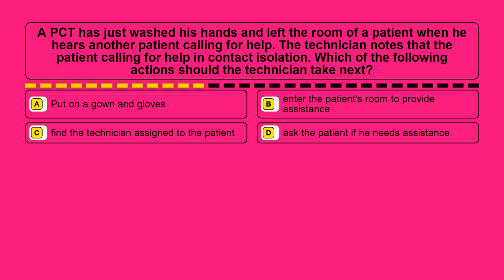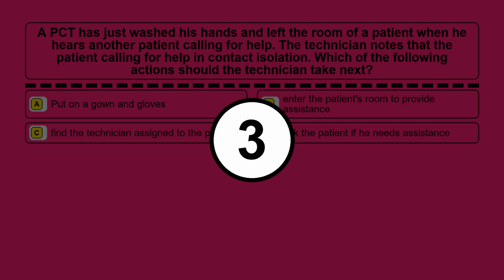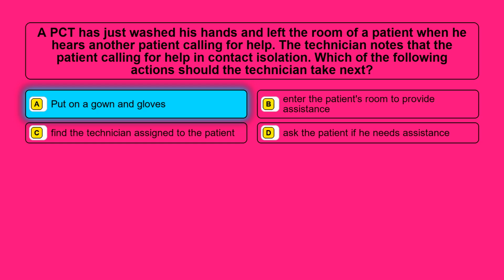Option A, put on a gown and gloves. Option B, enter the patient's room to provide assistance. Option C, find the technician assigned to the patient. Option D, ask the patient if he needs assistance. The correct answer is option A, put on a gown and gloves.